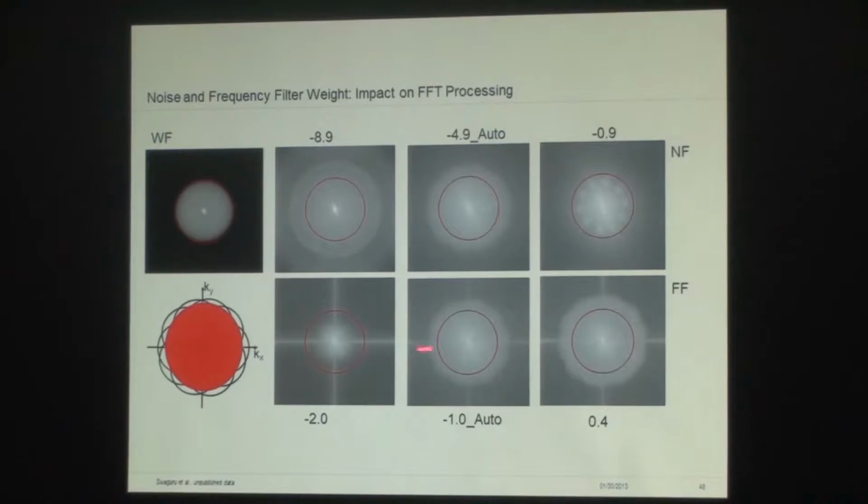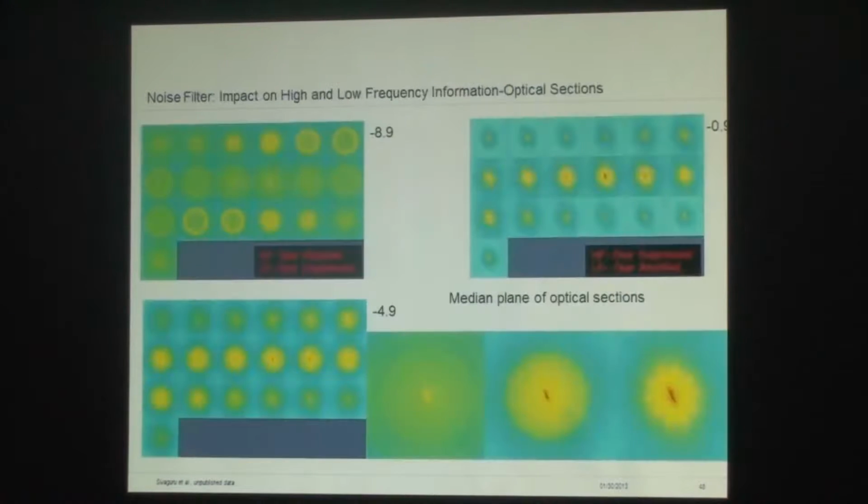The same thing with the frequency filter. I almost lost most of the obtained super resolution information when I put the frequency filter to -2. But in the case of here, -0.4, it's not a huge difference between the -1 and 0.4. But if you look at the image, you can see the difference. So this is the same information that you saw in one plane.